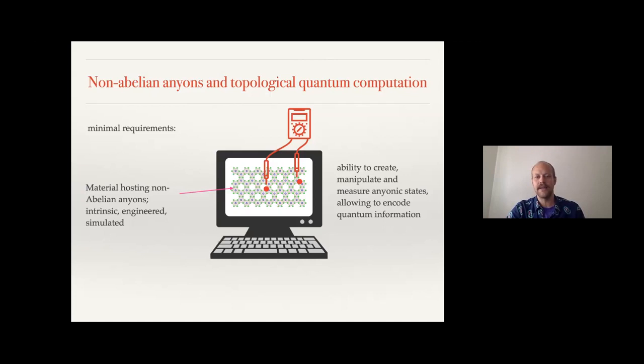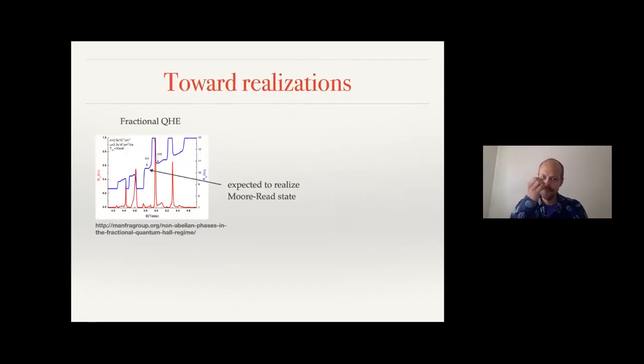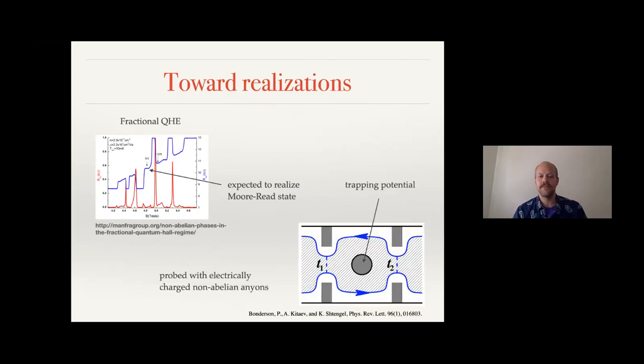Before getting to that, I would like to remind everyone about how we would do this for electronic systems, such as the fractional quantum Hall effect or these indium arsenide nanowires. The fractional quantum Hall effect is expected to realize the Moore-Read state at filling fraction 5/2. This would be a state which has non-Abelian excitations. There's a fractionalized excitation which carries e/4 charge and is non-Abelian. Those states could be used to encode qubits.